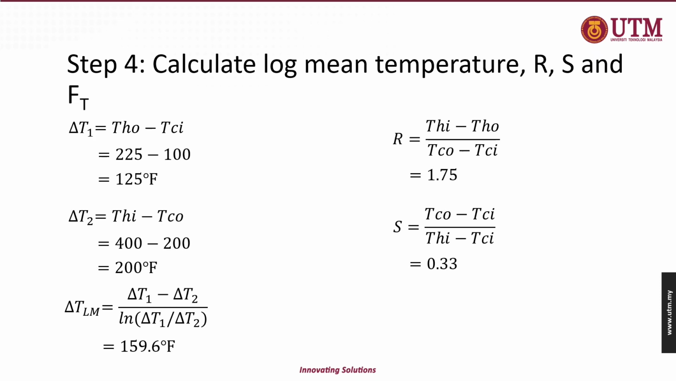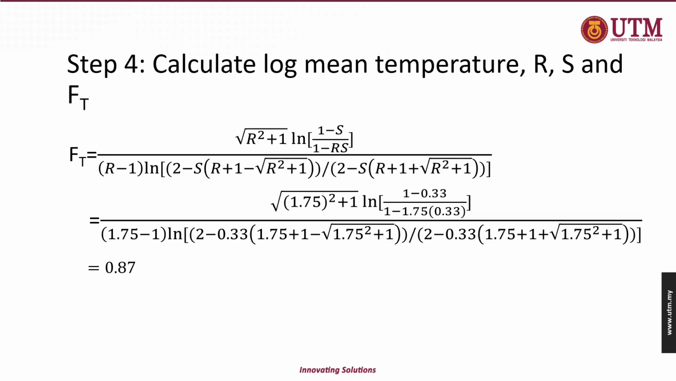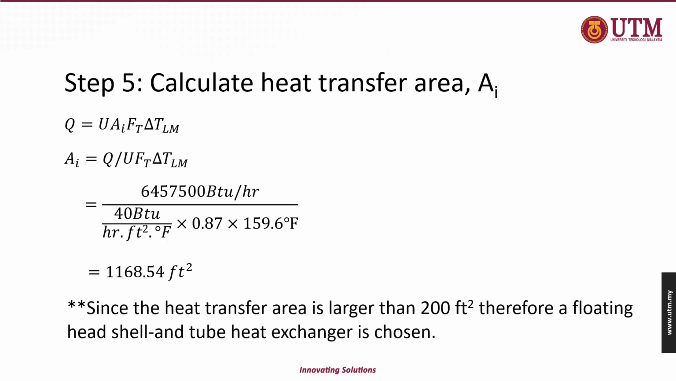For R value is 1.75 and S value is 0.33. For Ft value, we insert R and S value into the formula and we get 0.87. In step 5, we calculate heat transfer area by using formula of heat flow rate and we get 1168.54 foot square. Since the heat transfer area is larger than 200 feet square, therefore a floating head shell and tube heat exchanger is chosen.